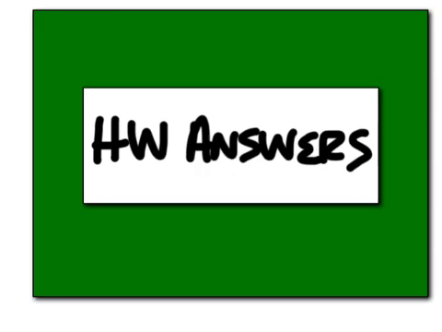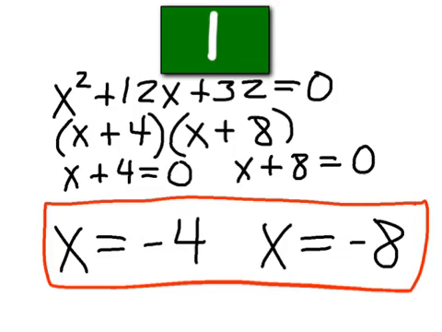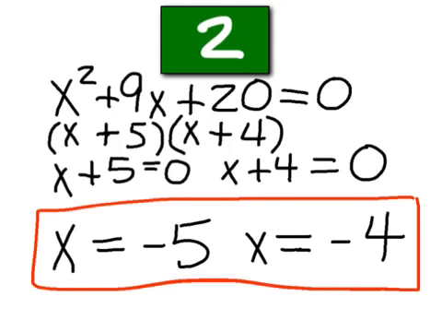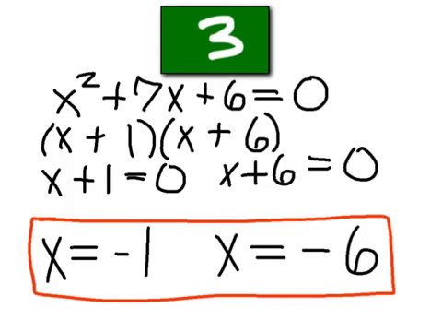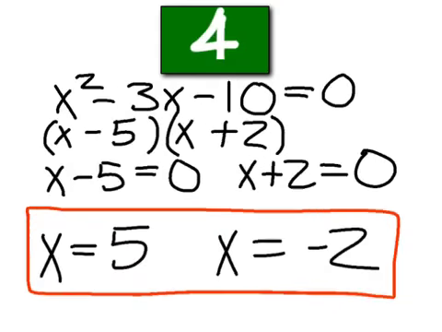Okay, homework check will be up here. Keep track of how many answers you have correct. Number 1 should be -4 and -8. Number 2 should be -5 and -4. Number 3 should be -1 and -6. 4 should be 5 and -2.